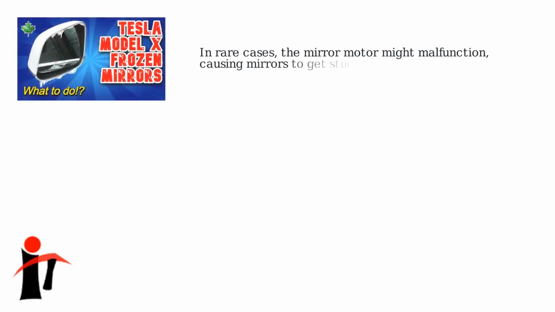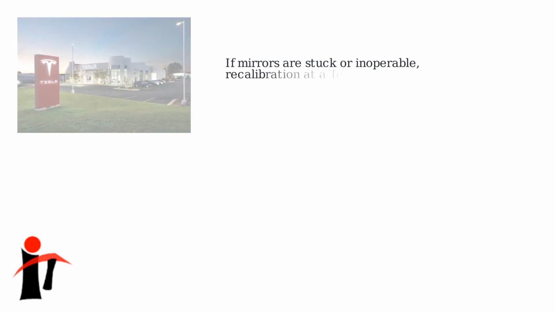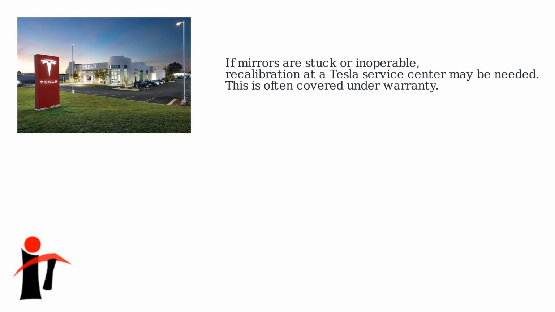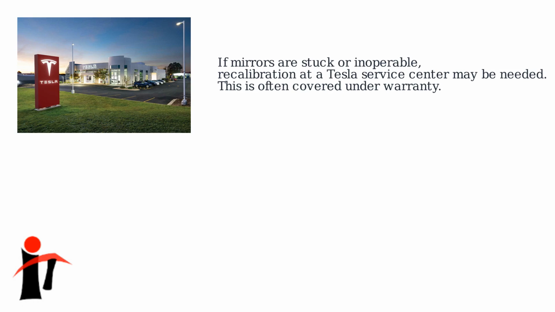In rare cases, the mirror motor might malfunction, causing mirrors to get stuck or not respond properly. Tesla reports a 0.05% failure rate for mirror motors, with most issues resolved via over-the-air software updates. If mirrors are stuck or inoperable, recalibration at a Tesla service center may be needed. This is often covered under warranty, with average repair costs of $200 if not covered.